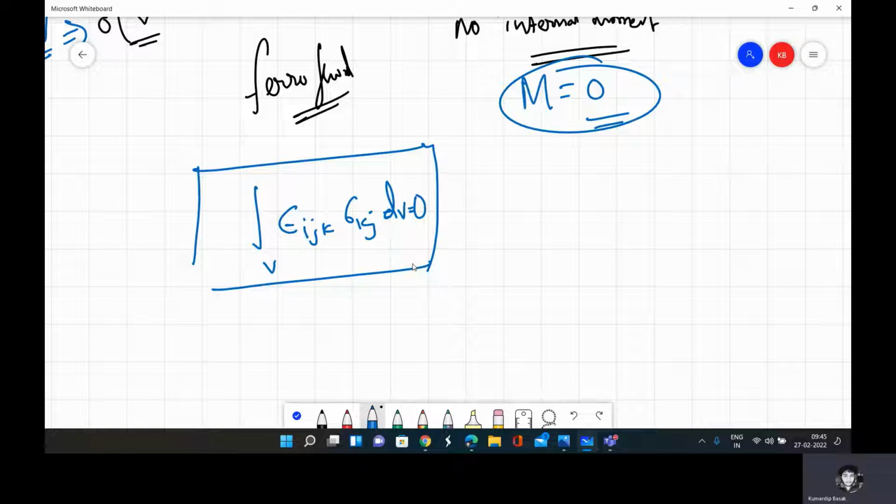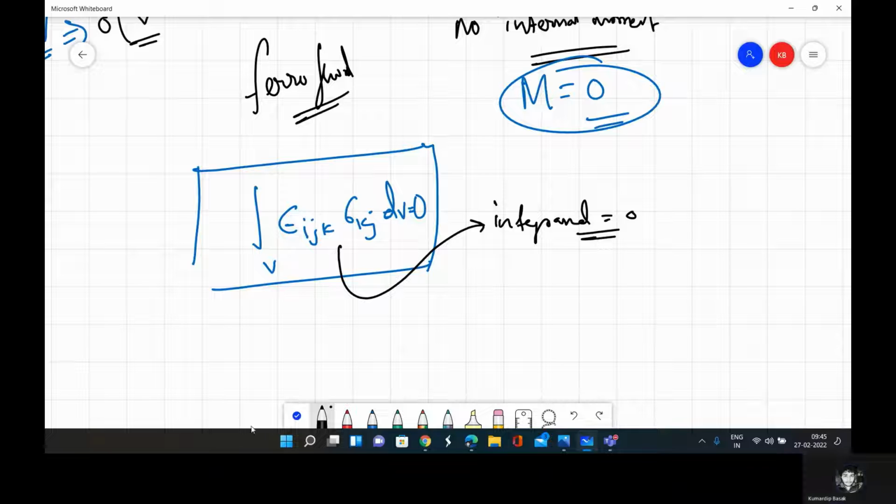So this is again from the mathematical part, that the moment being 0 is not dependent on the choice of that fluid element or the choice of the dv volume, because the choice of volume is arbitrary. So when the integral is 0, where the choice of the integration domain is arbitrary, there is only one option left: the integrand itself is 0.